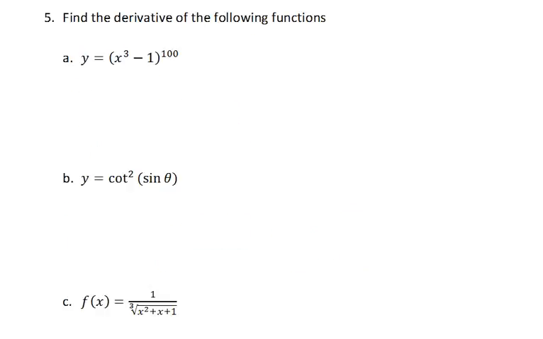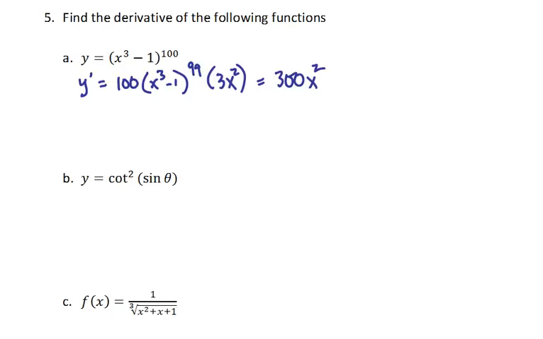Okay, in number 5 we have a number of functions that are function compositions, and we're trying to find the derivatives using the chain rule. So we get y prime is equal to 100 times the quantity x cubed minus 1 to the 99th power. Then we still have to multiply that by the derivative of the inside function, which is 3x squared. And if we simplify a little, we'll get 300 x squared times x cubed minus 1 to the 99th power. And that's the answer to A.